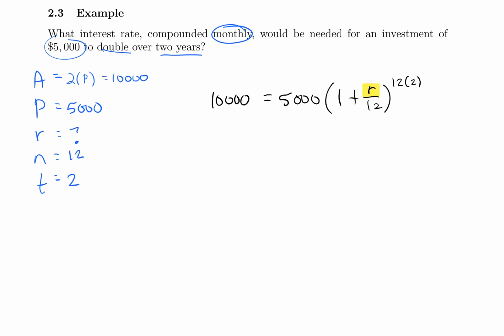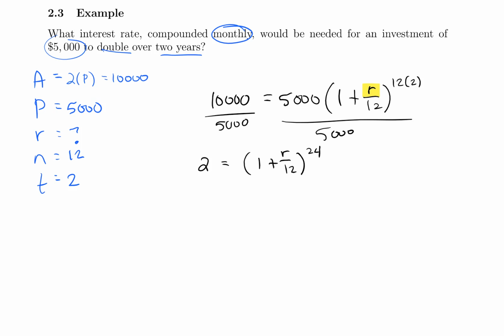Here's R. The tricky thing, though, is that it's inside of an exponent, so we're going to have to remember how we break apart an exponent. And then we also are going to need to get rid of this 5,000 to begin with. So let's go ahead and divide by 5,000 on both sides. And look what happens on the left-hand side. 10,000 divided by 5,000 is 2. 2 is going to give us 1 plus R over 12 raised to the 24.